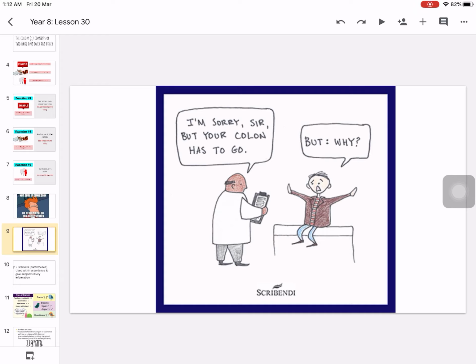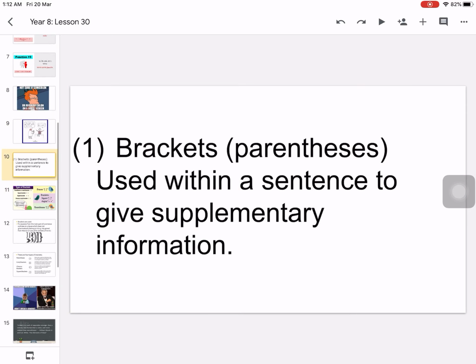Okay, anyway, can you see how the colon is incorrectly used? That's why it has to go. If you don't know how to use a colon, by all means, do not use it at all. Thank you. So, number two, brackets or parentheses.